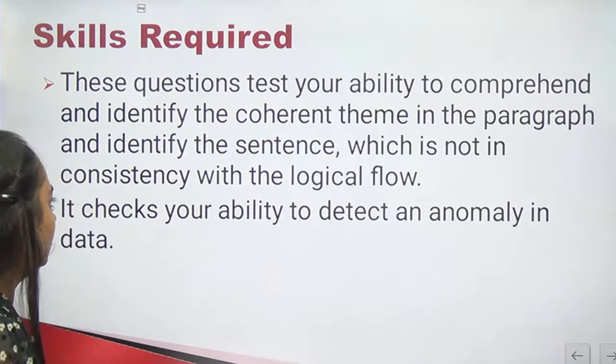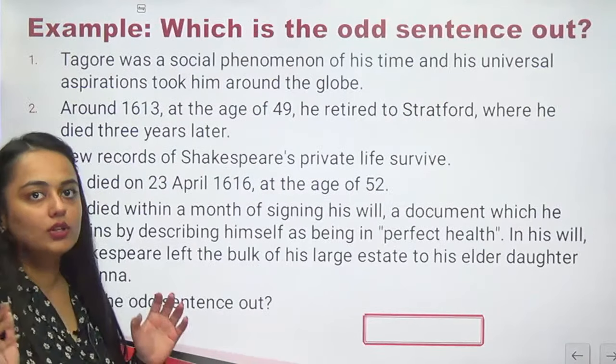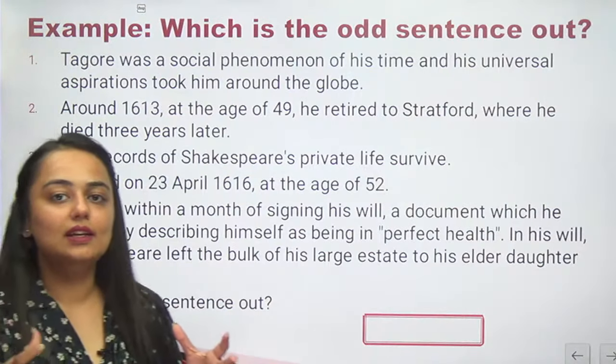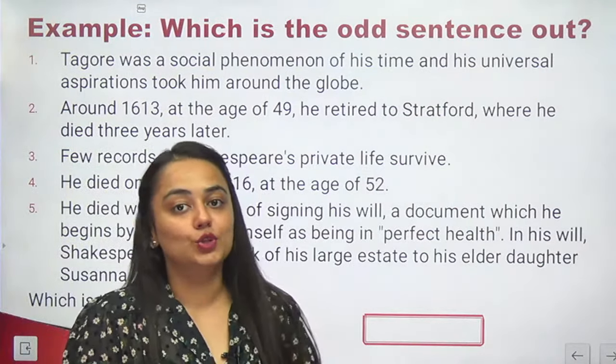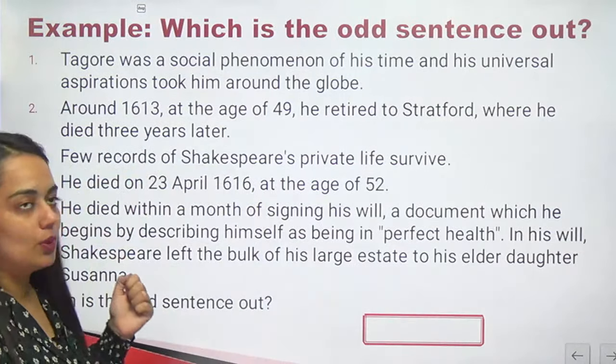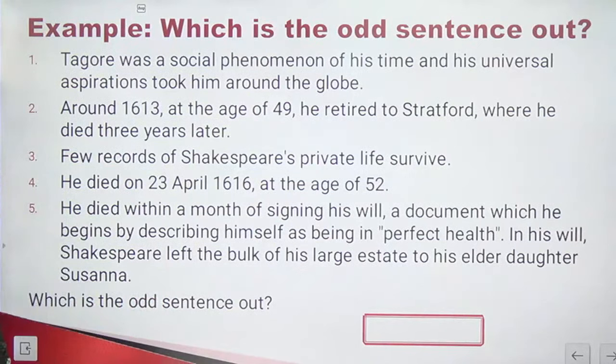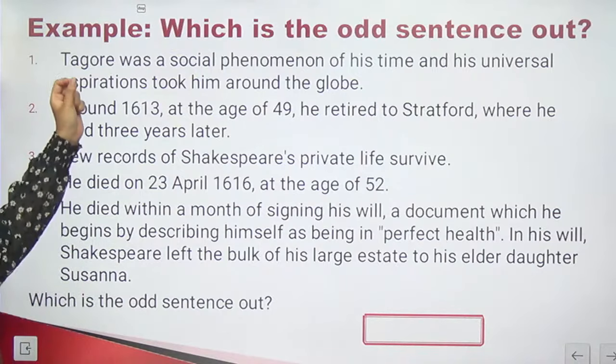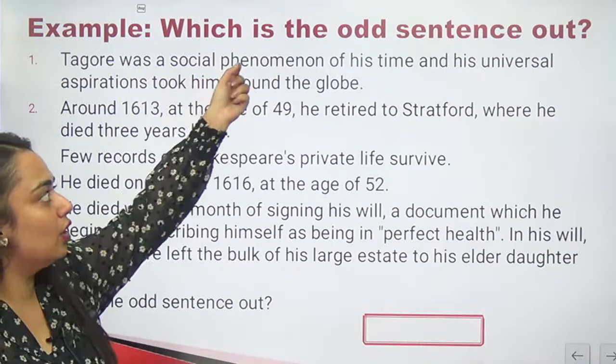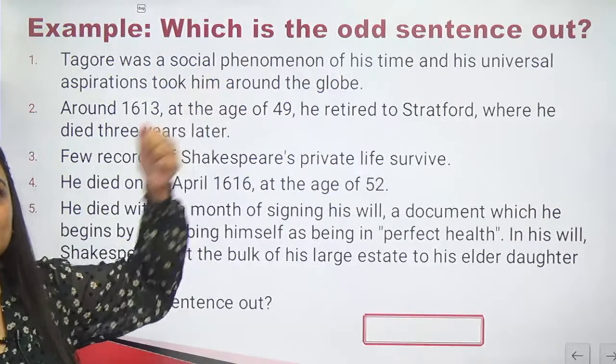Alright, so let's move on. Now that we know what is the requirement of sentence rearrangement questions, let's see if you can do it. So try to do these questions first of all on your own, and then I'll go on to explain these. So here is an example before you, and the question is which one is the odd sentence, or take out the odd sentence.